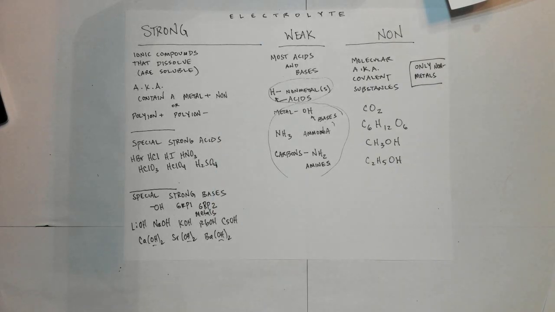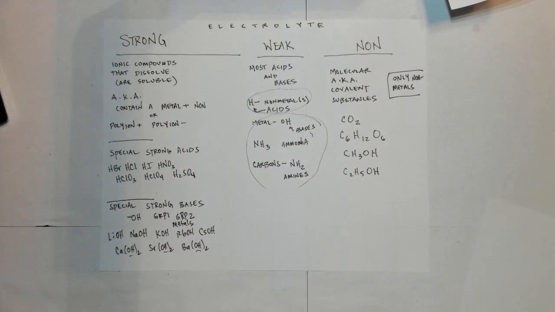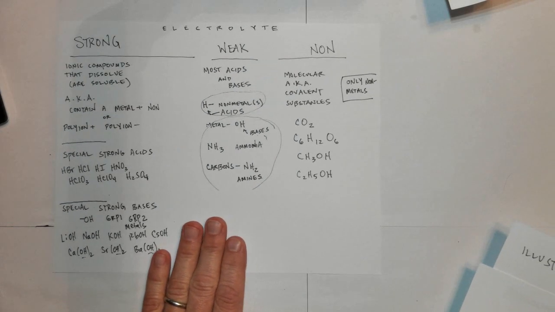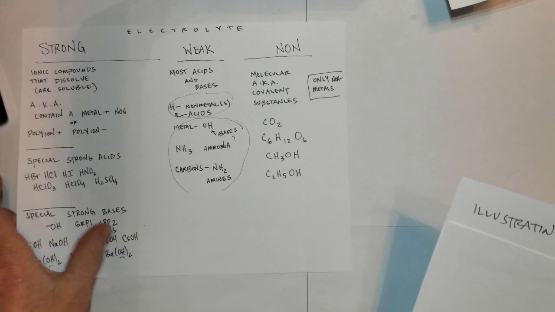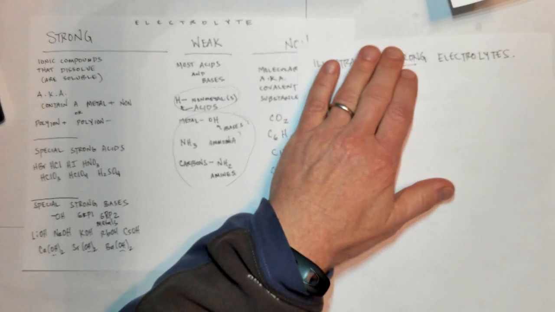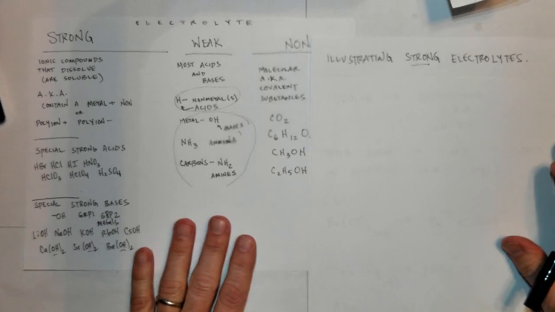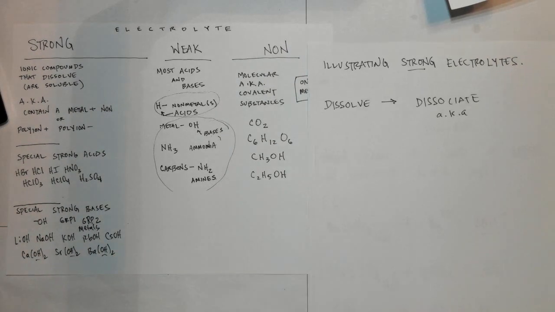So once we know what kind of electrolyte it is, a strong, a weak, or a non-electrolyte, then we have to know how to illustrate these. And I recommend that you keep this page separate, and then you go to a new page, and you can start these next notes. We'll refer back to this often, though. So how do we illustrate these strong electrolytes in particular?